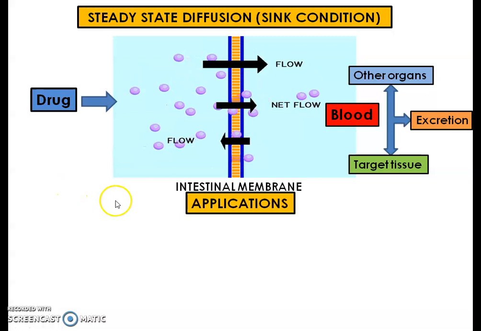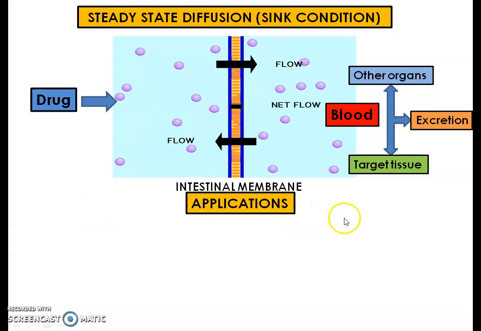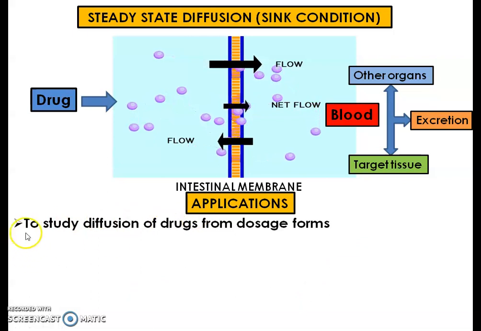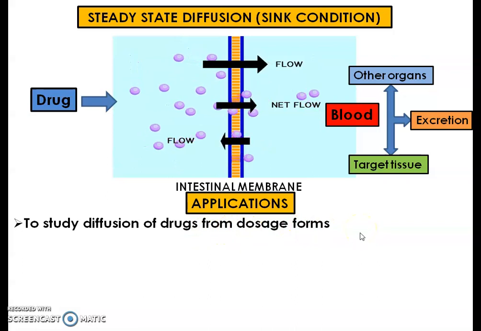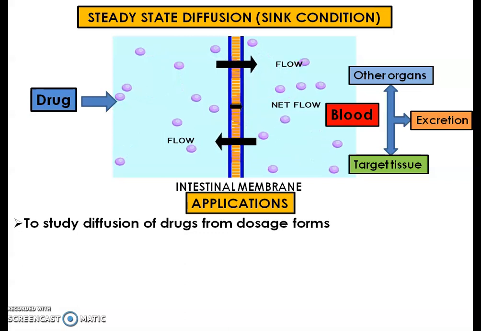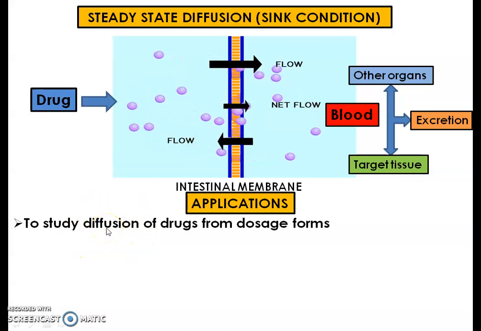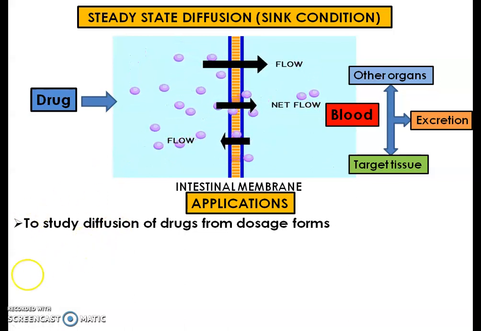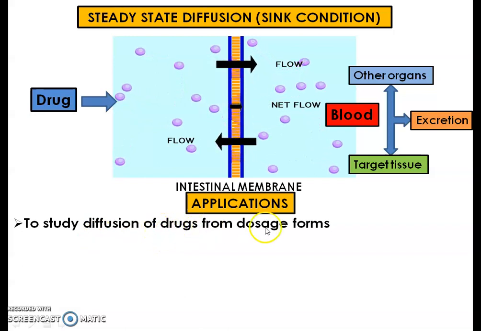Lastly, we will discuss applications of diffusion. So what is the use of knowledge of diffusion, or what can we do with this principle of diffusion? First, by using diffusion, we can study diffusion of drugs from dosage forms. When we swallow various dosage forms like tablets, capsules, or suspensions, the drugs from dosage forms get diffused. Diffusion is very necessary for solubility and absorption of the drug in the body. So this diffusion principle will help to understand the release of drug from the dosage form.